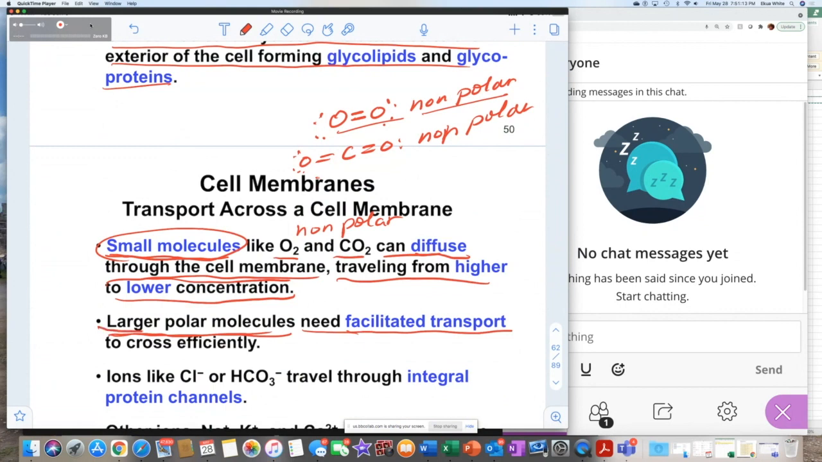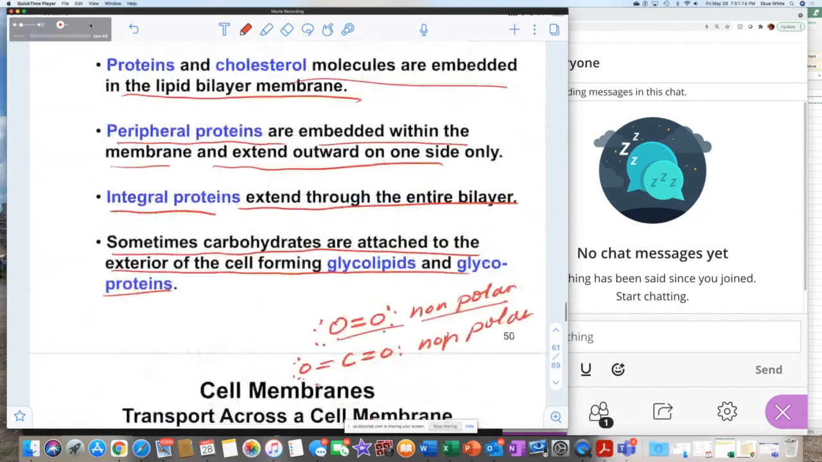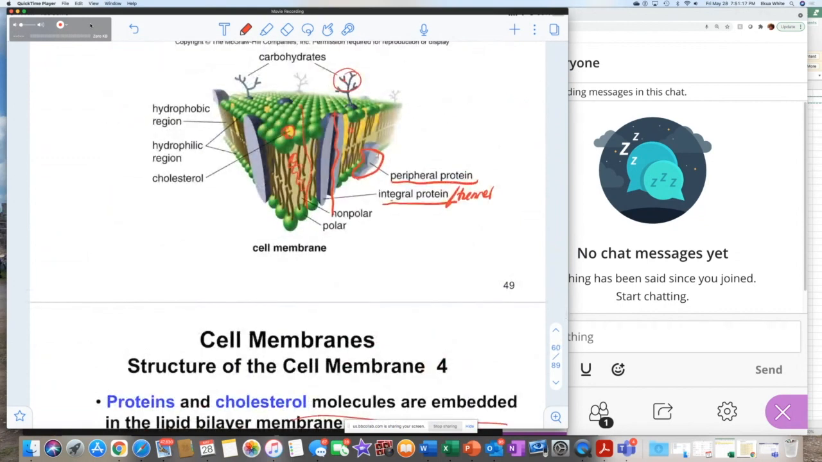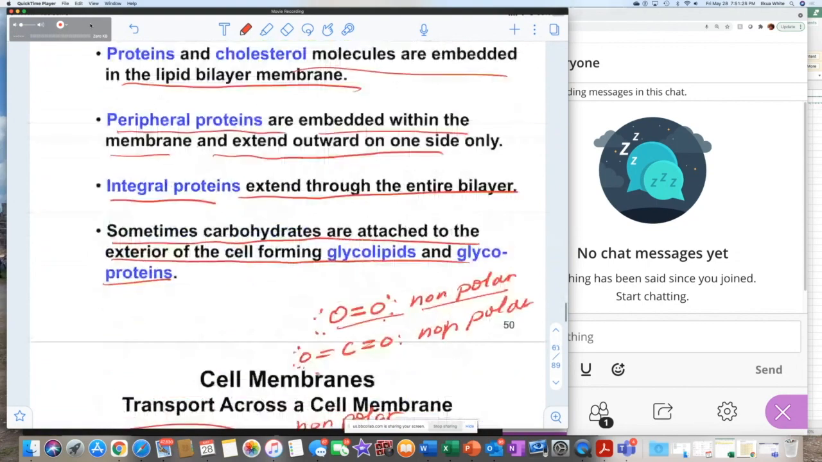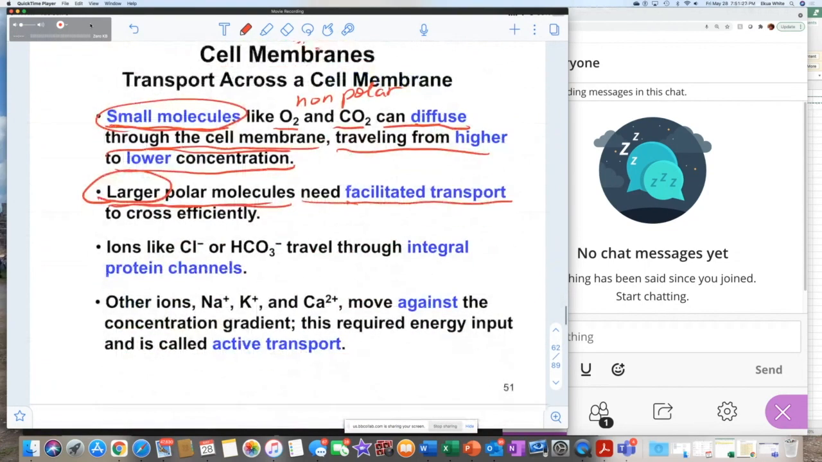Because remember, number one, it's a large molecule. It can't just travel through here. And it's large and it's polar. How does something that's polar get to a non-polar region? Not going to happen. So this is why you need facilitated. Facilitated means to help you out. You need some kind of help like a Uber, not really an Uber, but facilitated transport to cross efficiently.